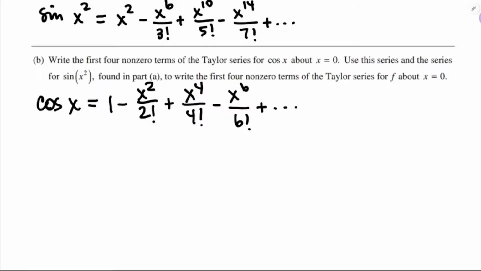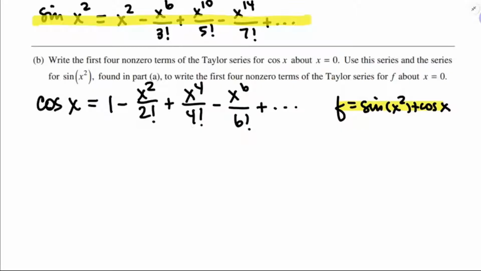Okay, and then we're going to use this one along with the other one to write the first four non-zero terms of the Taylor series for f around x equals 0. Keep in mind they told us at the beginning that f equals sine of x squared plus cosine x. And so we're really just going to be adding this polynomial to that polynomial.